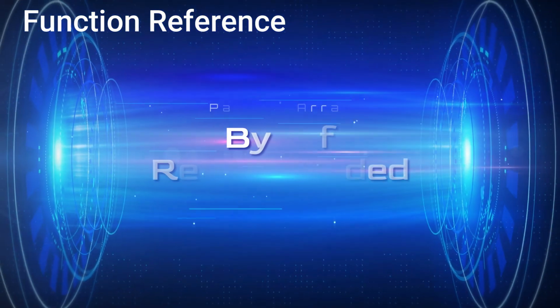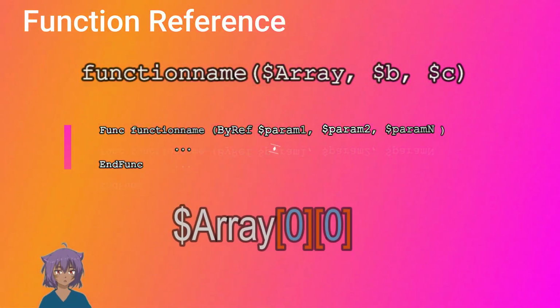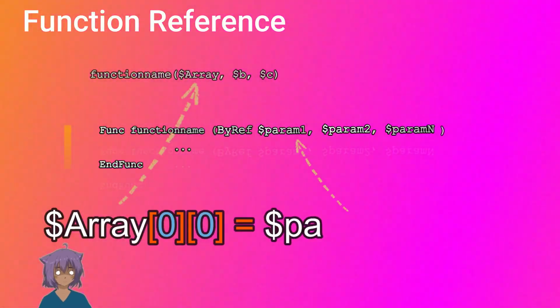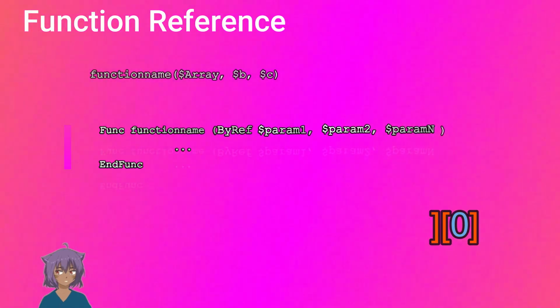By reference keyword is good for passing arrays. This avoids the overhead of copying all the data, and to provide the entire array, all it needs is to insert the variable name of the array without brackets. And this way, the variable and the parameter will gain the dimension of the original array along with its data. This is why it is recommended to use by reference.